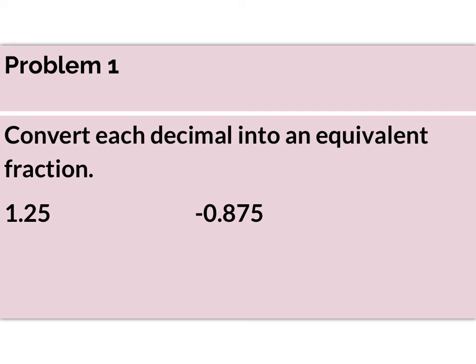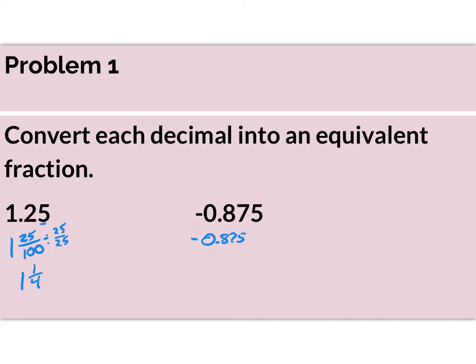Convert each decimal into an equivalent fraction. So fractions and decimals after this lesson are the same thing. So 1 and 25 hundredths. The 5 is in the hundredths place, so put it over 100. Don't forget to reduce where you can. We can divide out 25. That's a common factor. 1 and 1/4.